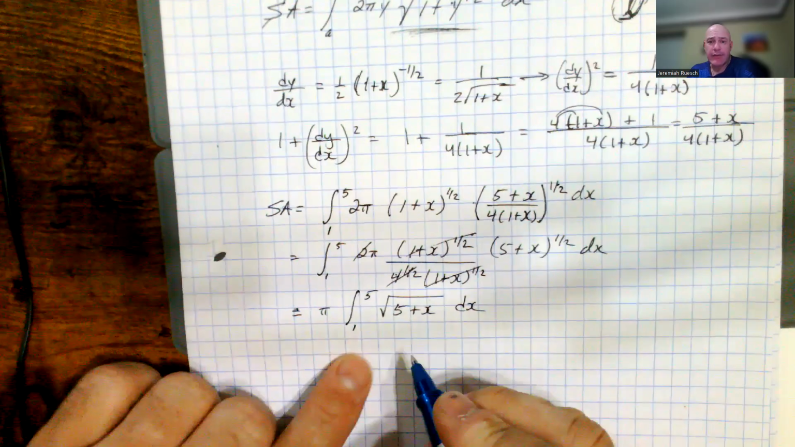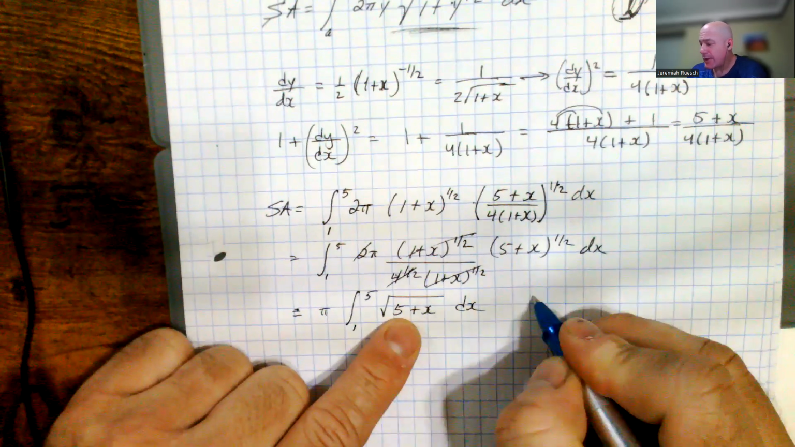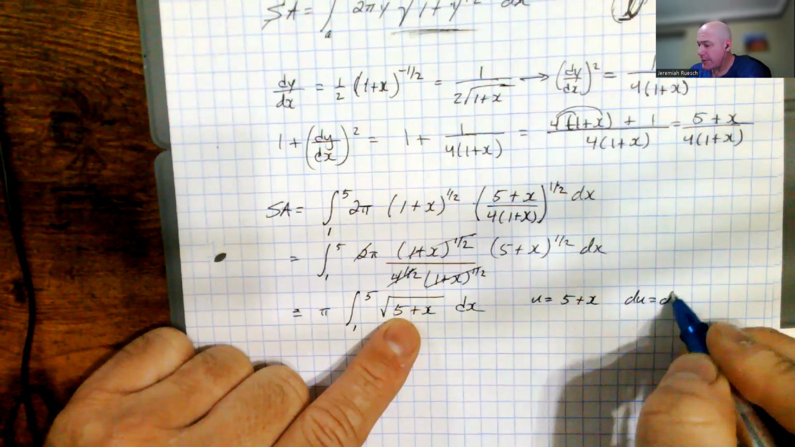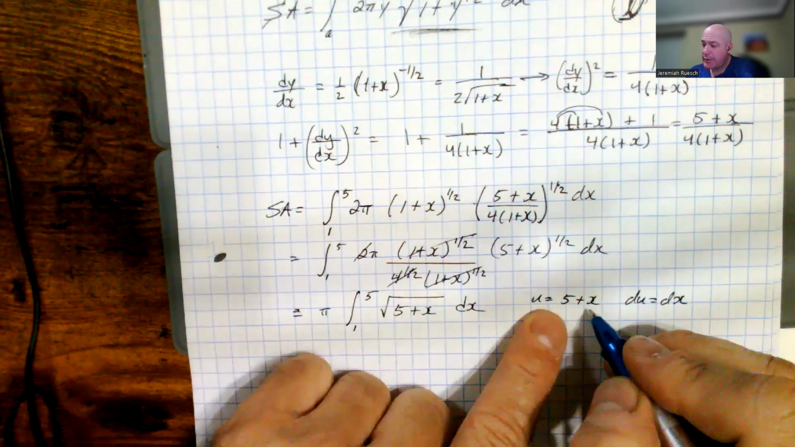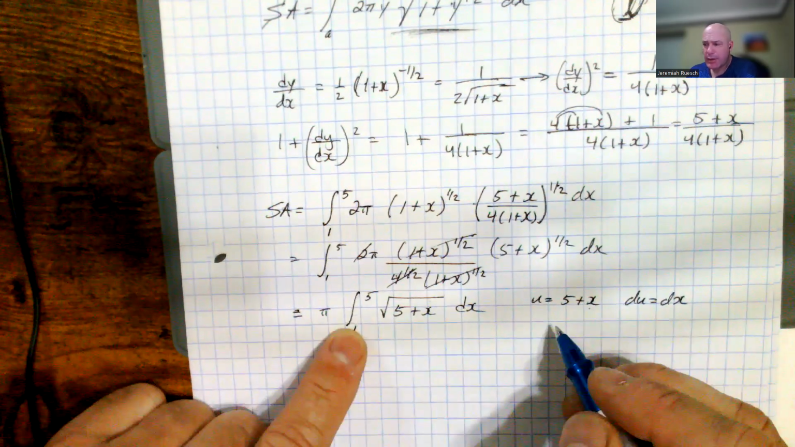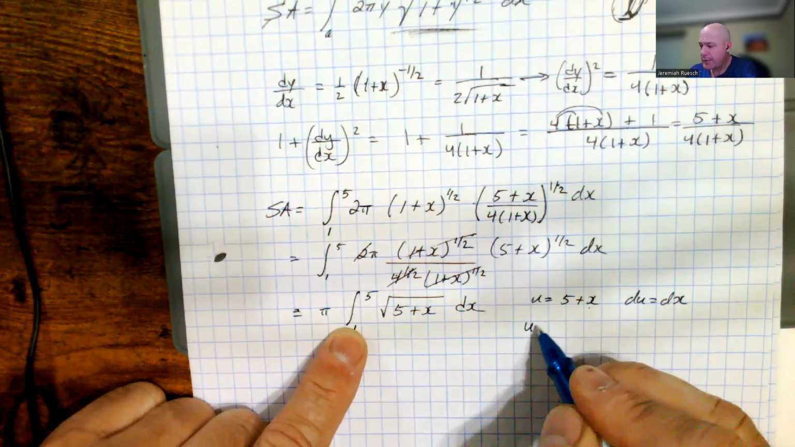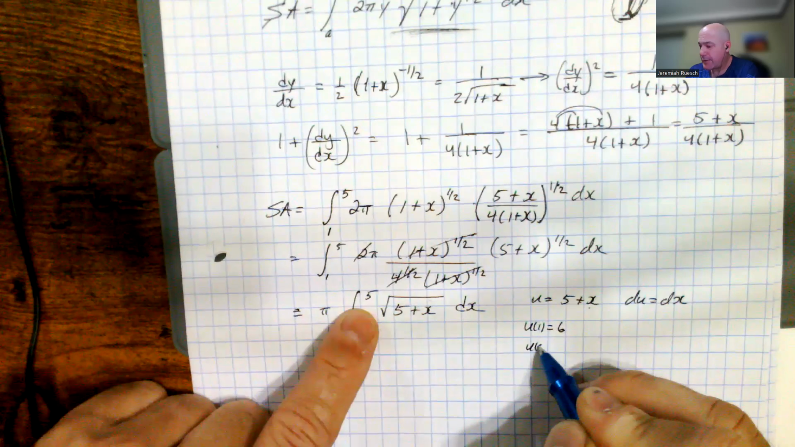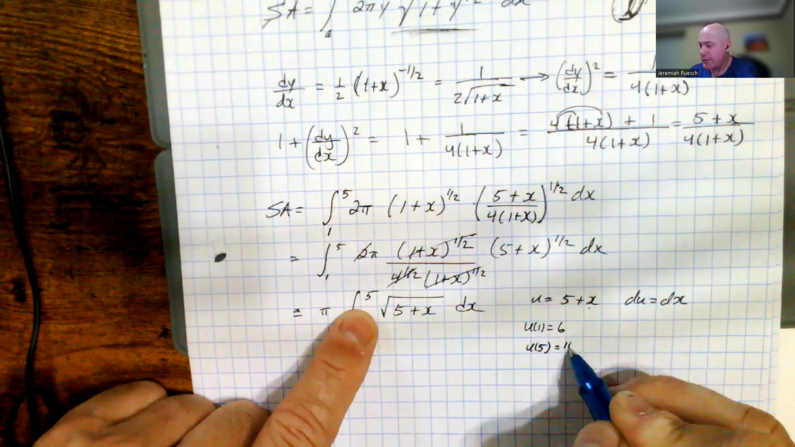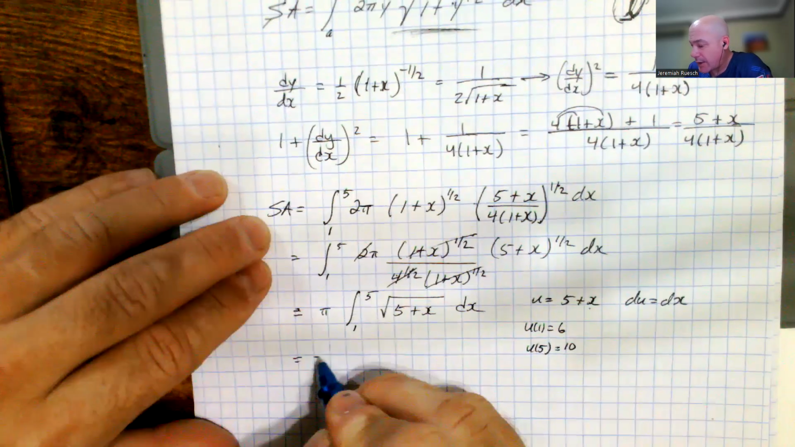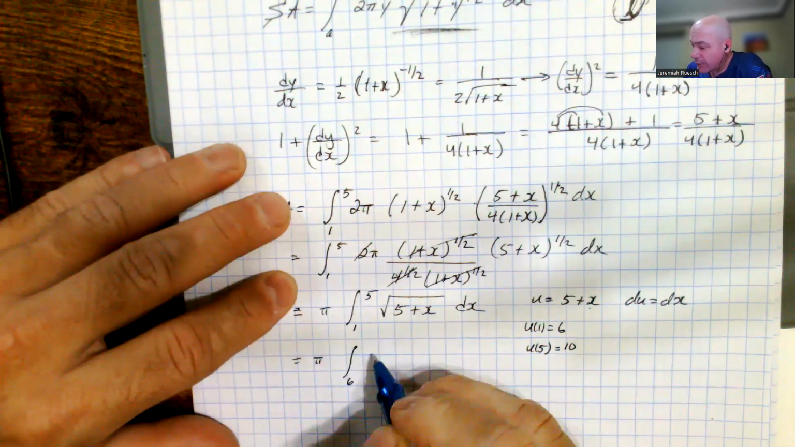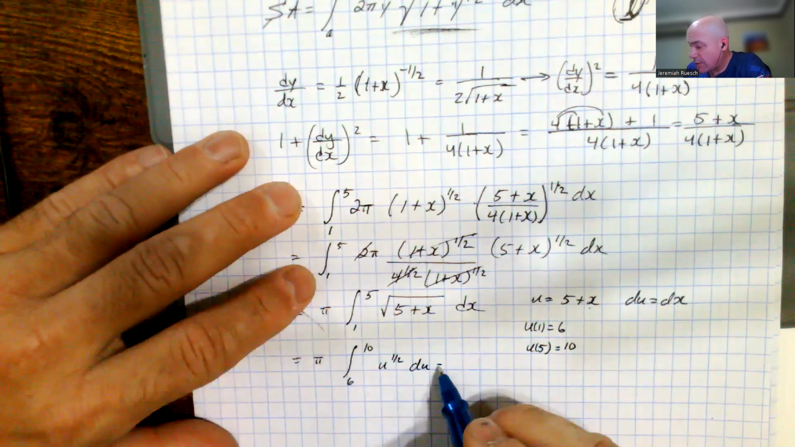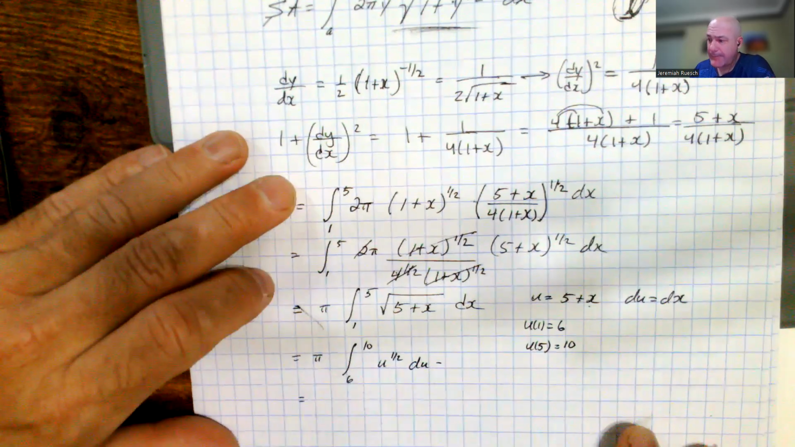Okay. And then the nice thing about that is that this can be a simple u substitution. So if we let u equal 5 plus x, du is equal to dx. And if I plug in the limits of integration here, I should see that u of 1 is equal to 5 plus 1, which is 6. And u of 5 is equal to 5 plus 5, which is 10. Okay. Now back substituting in, I get pi times the integral from 6 to 10 of u to the 1/2 du. Let's keep going down.